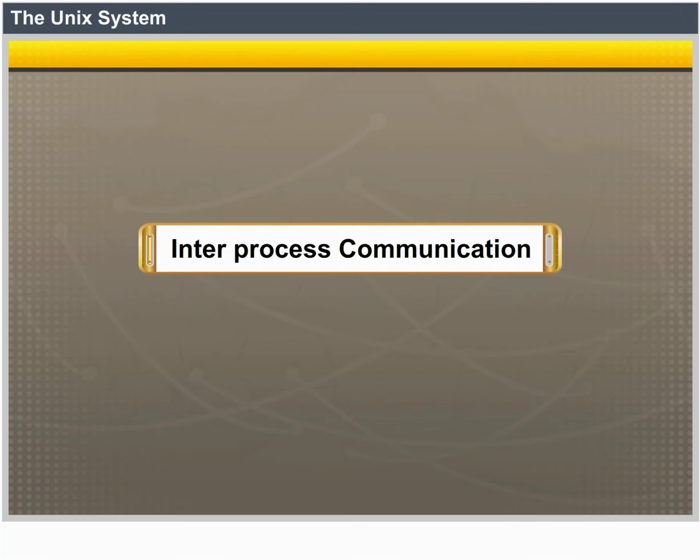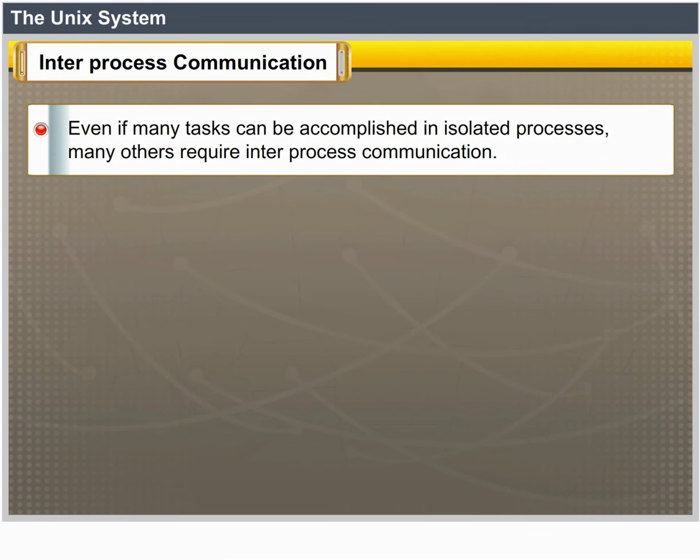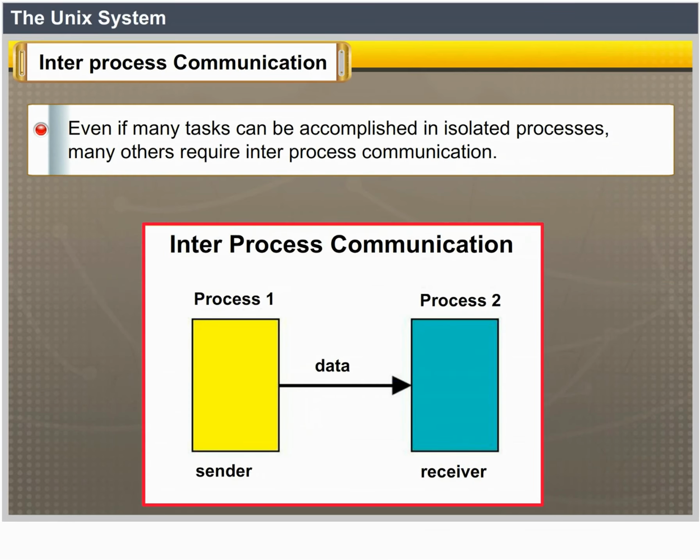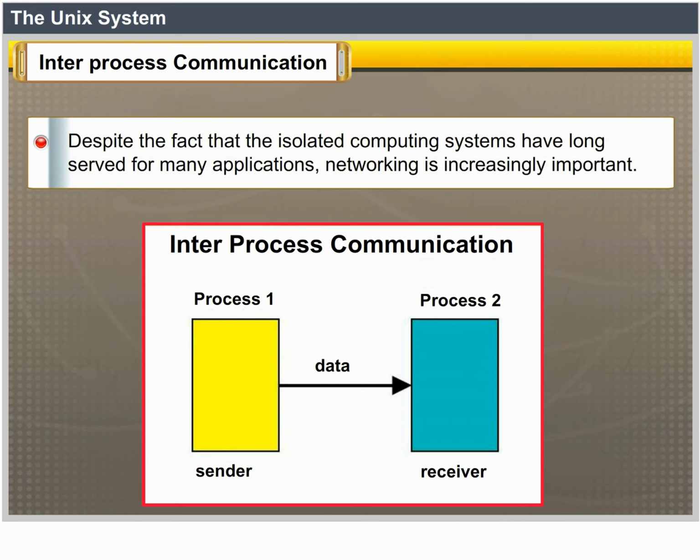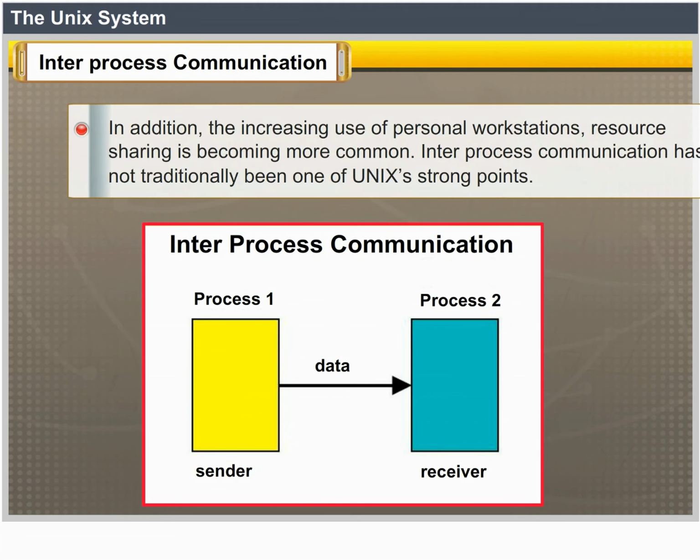Inter-process communication. Although many tasks can be accomplished in isolated processes, many others require inter-process communication. Isolated computing systems have long served for many applications, but networking is increasingly important. Furthermore, with the increasing use of personal workstations, resource sharing is becoming more common. Inter-process communication has not traditionally been one of Unix's strong points.